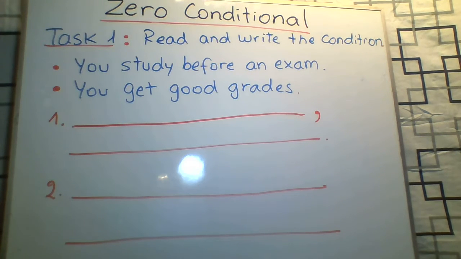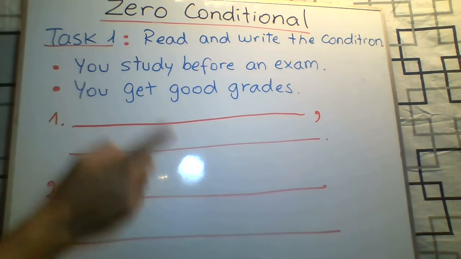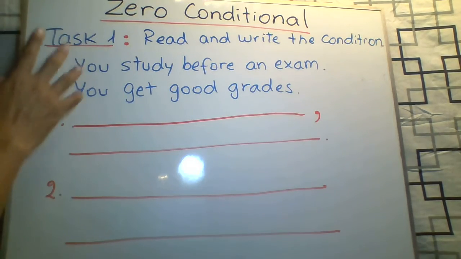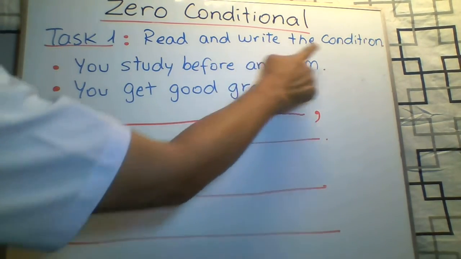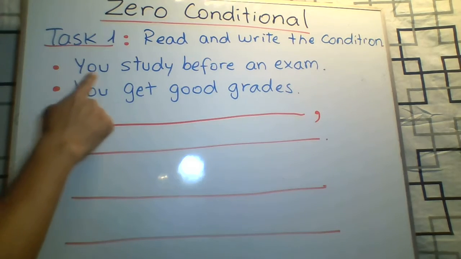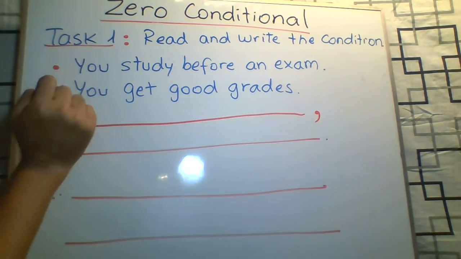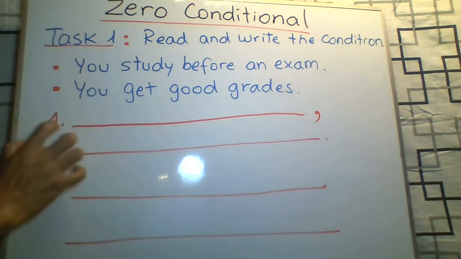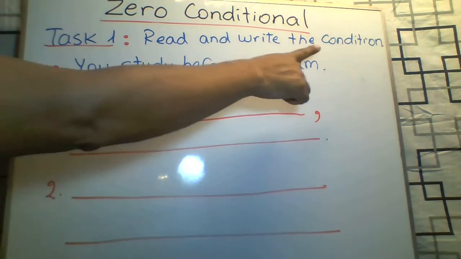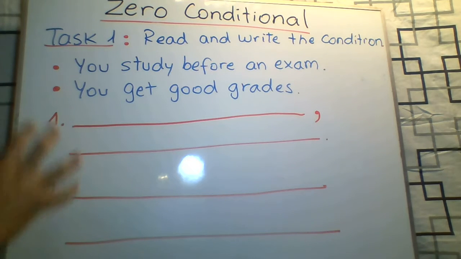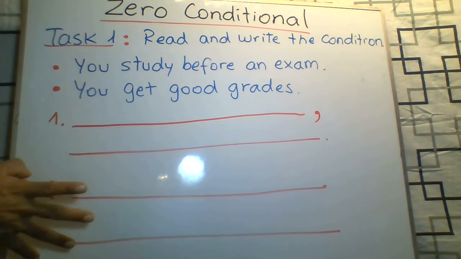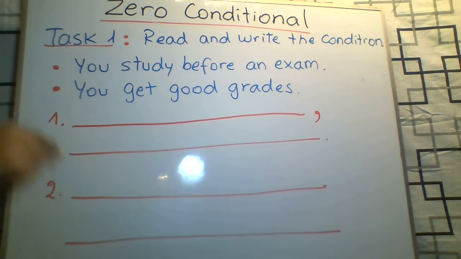Okay, let's continue. Task 1, or exercise, or practice. Read and write the condition. You study before an exam. You get good grades. How can you write the situation or the condition? In two ways, two different ways. Practice right now.